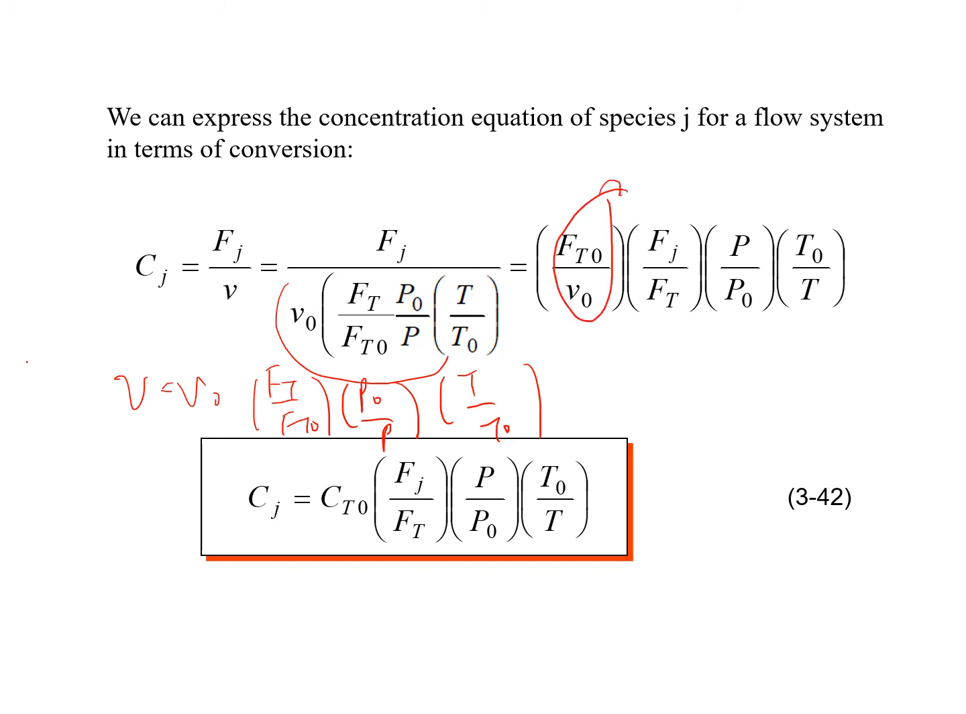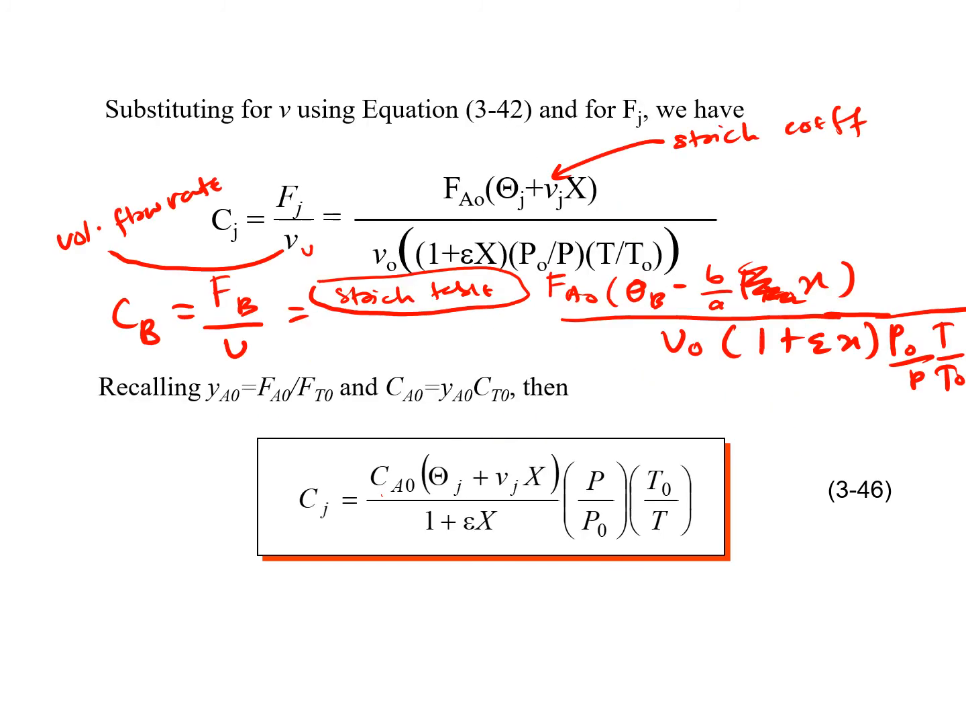Okay, remember the definition of concentration in terms of F, which is C equals F over volumetric flow rate. In this case, C_T0 equals F_T0 over the volumetric flow rate at T0. So just replace this one with C_T0, then you will have this equation. Okay, hopefully my explanation clarifies it for you.